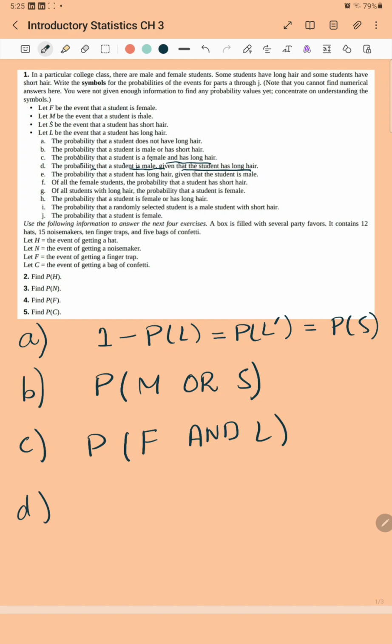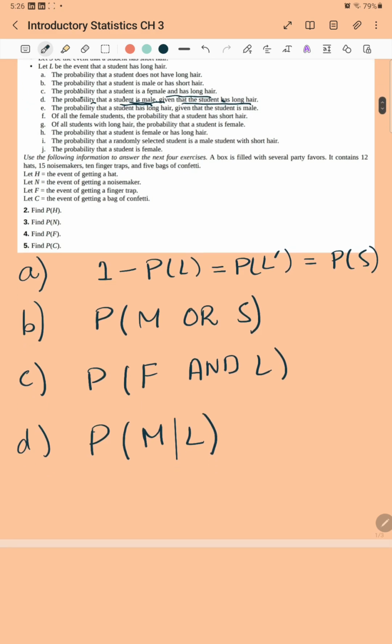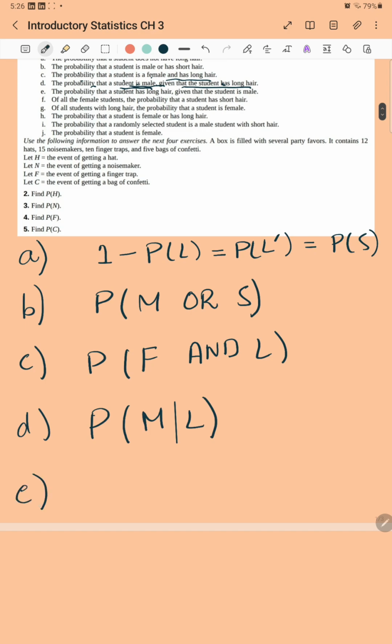Now conditional probability. And we know how to write a conditional probability. In the conditional probability we write student is male, given that means we put a line here, and write student has long hairs, L. So M given L. Okay, now E part. The probability that a student has long hairs given that the student is male, so it's going to be L given M.